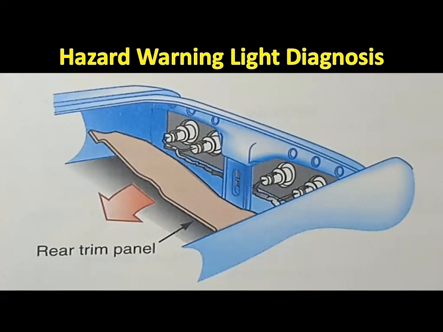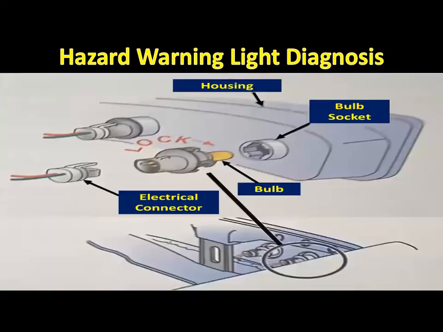So, typical procedure for changing a rear signal light bulb. Number one, open the trunk lid and remove the rear trim panel. Turn the light socket 45 degrees counterclockwise on the bulb to be replaced. Remove the bulb from the socket. Inspect the light, socket, and terminals for corrosion, and clean as necessary. Install the new bulb in the socket and install the socket and trim panel.